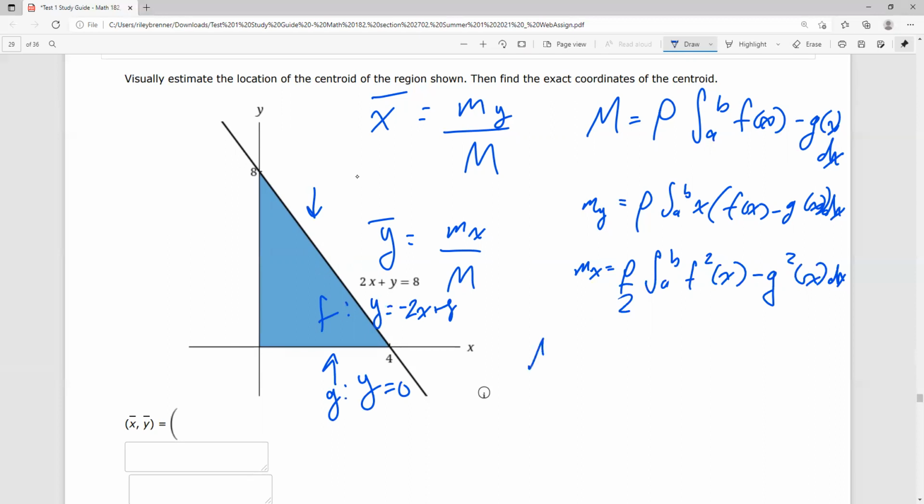So let's first calculate our big M. Big M is rho from, what's that, 0 to 4, because we're doing it in terms of x. g of x is just 0, so we just look at f of x. So we're just taking this integral.